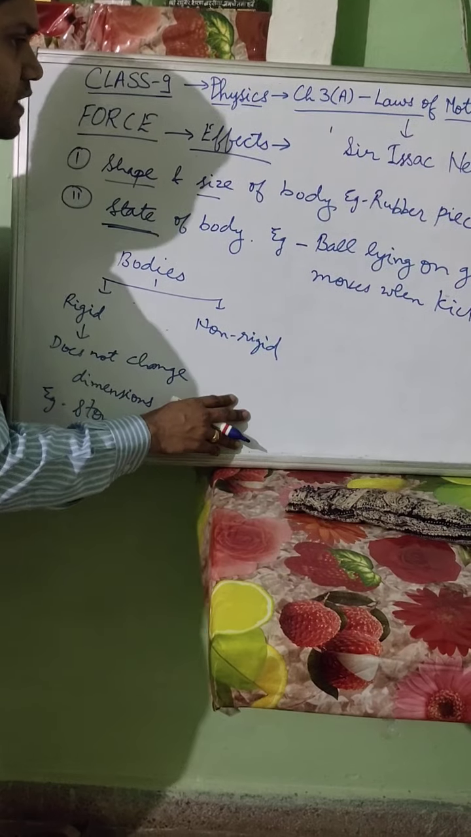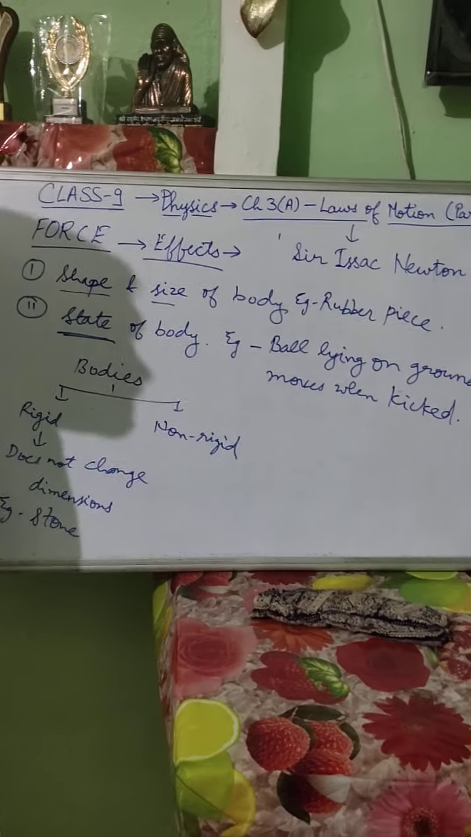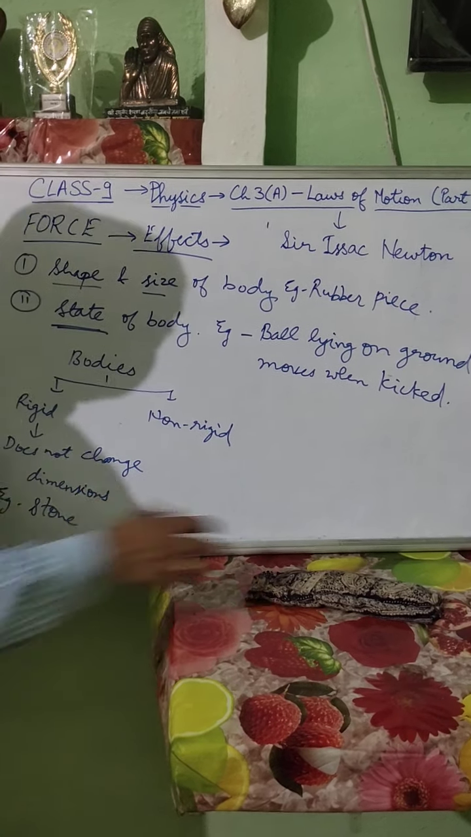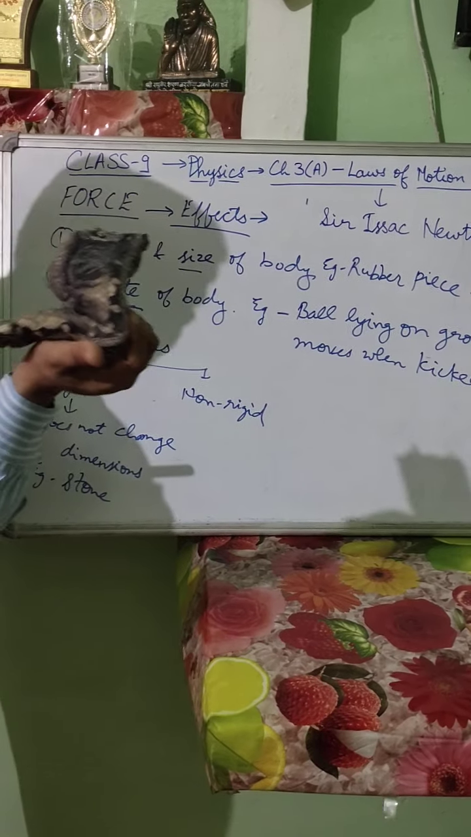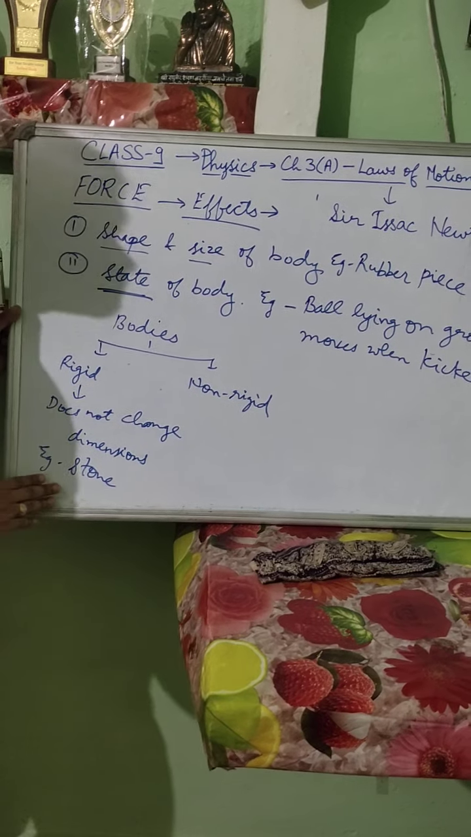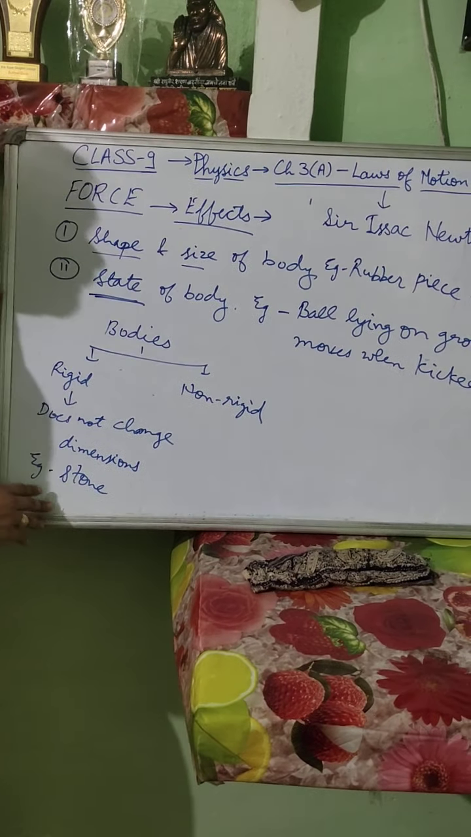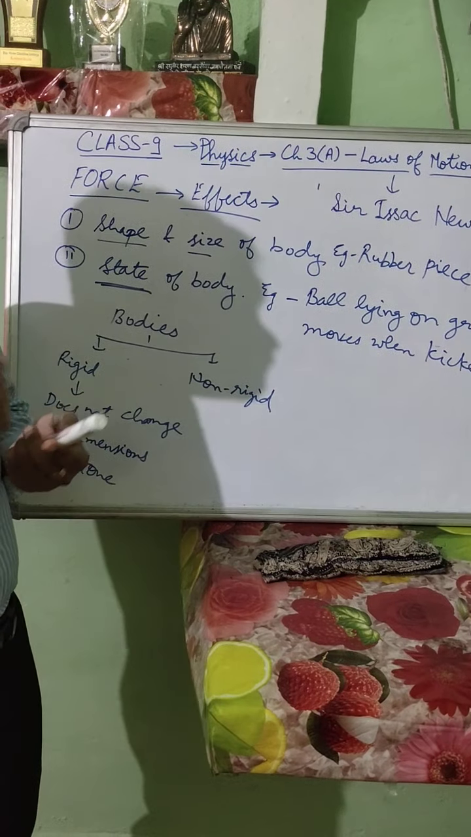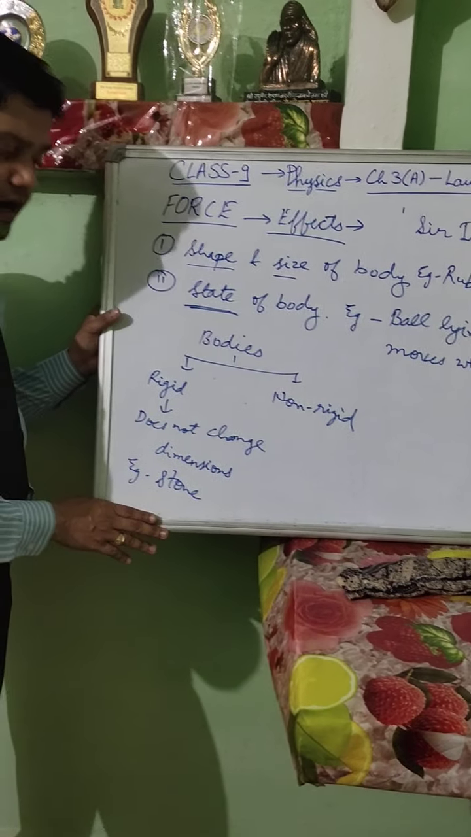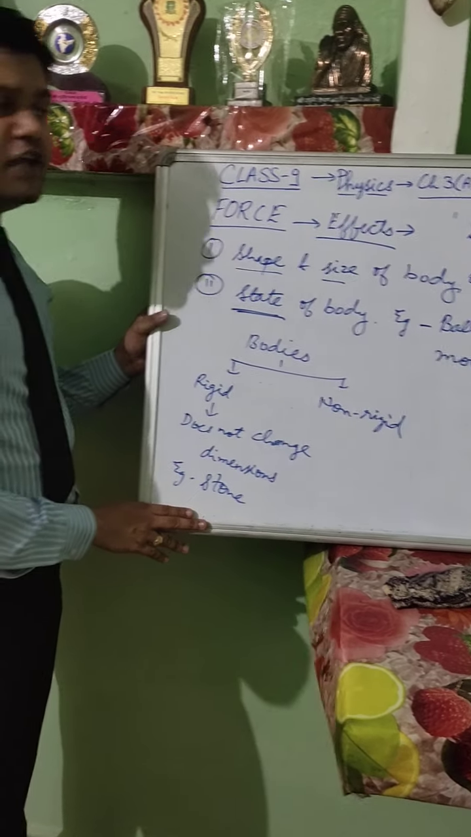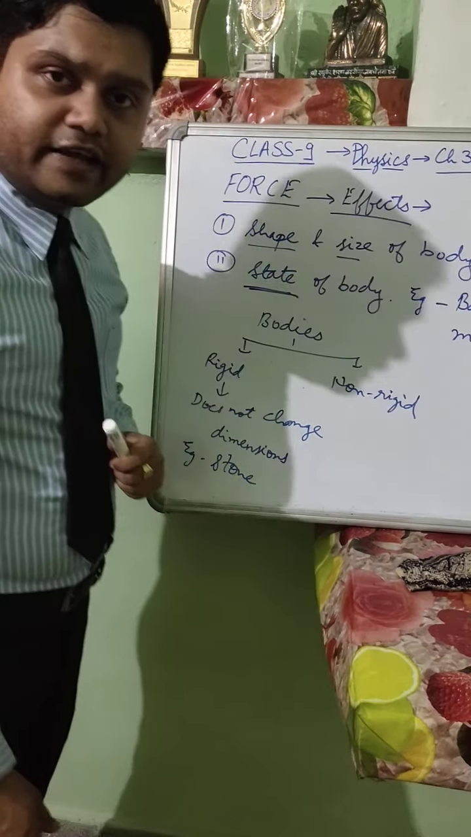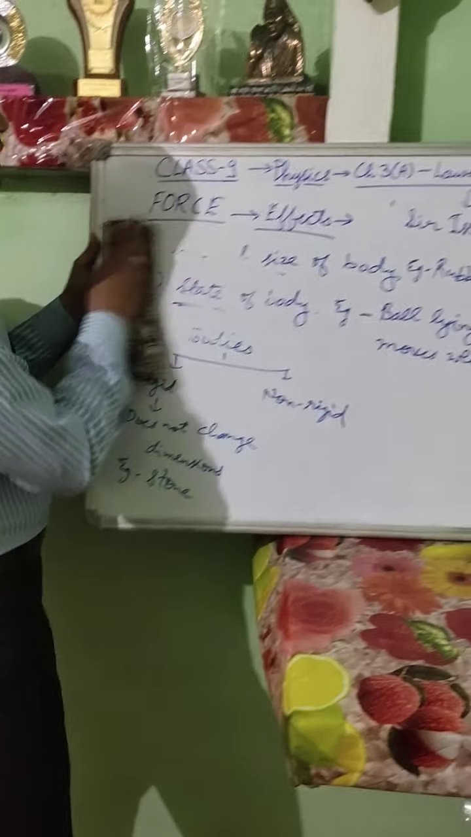Whereas non-rigid bodies are the bodies which can change their shape and size even on applying a little amount of force. For example, if we apply force, it changes the shape and size. Why is it so? Because in rigid bodies, particles are very near to each other. And if particles are very near, then they will not move from their initial positions. Therefore, rigid bodies are hard and do not change their dimensions even on applying force, whereas non-rigid bodies change their dimensions.